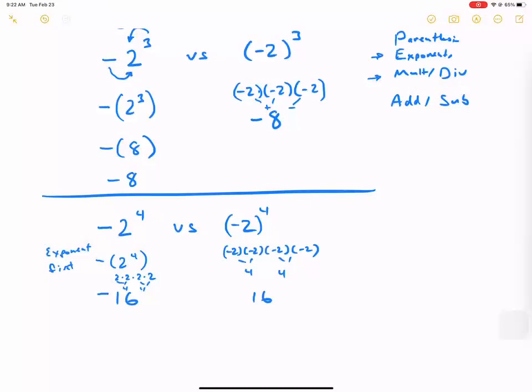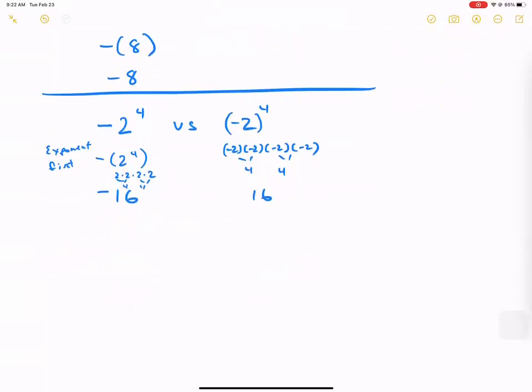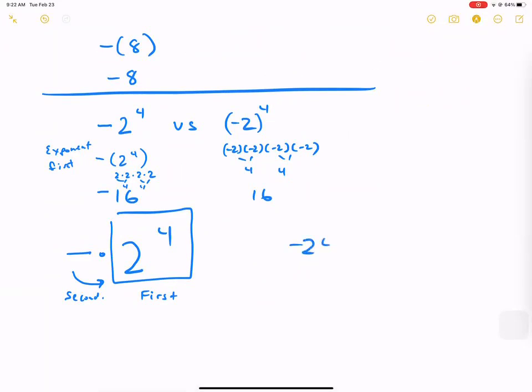What is the difference between these two? On the left, we are saying, again, negative times 2 to the 4th power. What do we do first? We do the exponents first, and then followed by the negative second, because of PEMDAS. But when we look over here to the right side, negative 2 to the 4th power, we actually do the parentheses first. So it's almost like a puzzle game. When you read a math problem, you're reading a puzzle game. What do you do first? How do you play the game so that you're playing it right?